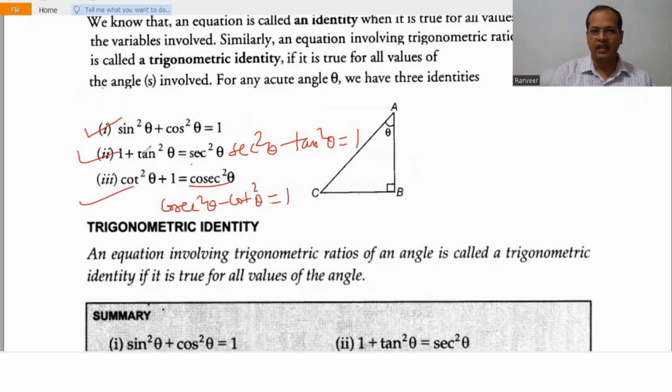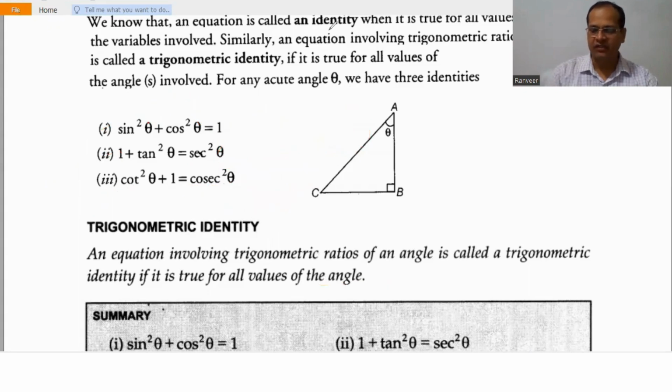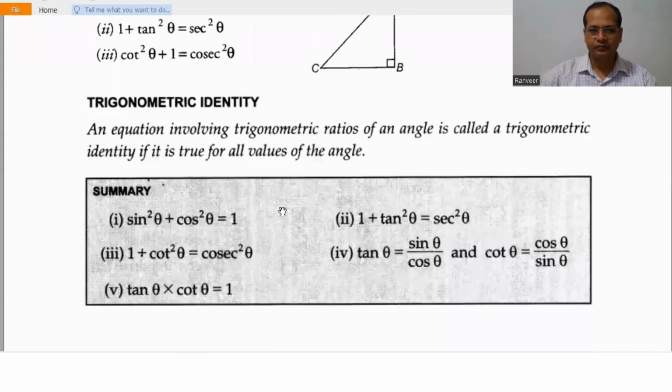So in this way, if you substitute any value of theta, it will always give 1. Similarly, sec square theta minus tan square theta will always give 1. Whatever the value of theta is, it is immaterial. So an equation involving trigonometric ratios of an angle is called a trigonometric identity, and it is true for all values of the angle. Now, we will see with the help of some questions.